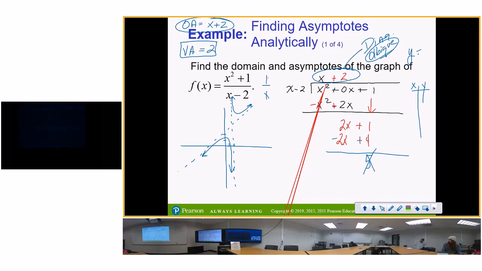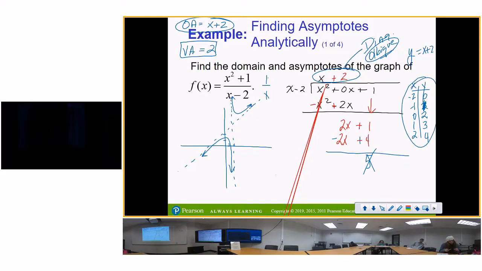Y is equal to x plus 2, and you plug in negative 2, negative 1, 0, 1, 2. Negative 2 plus 2 is 0. Negative 1 plus 2 is 1. 0 plus 2 is 2. And 1 plus 2 is 3. 2 plus 2 is 4. And that's how you got this line right here.